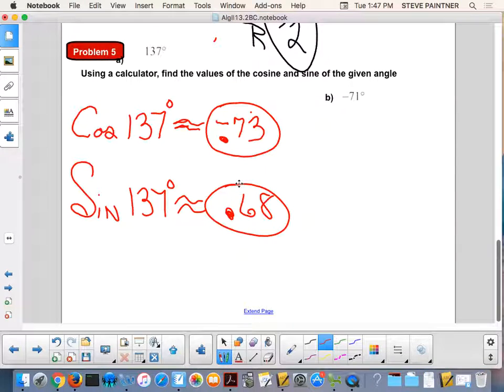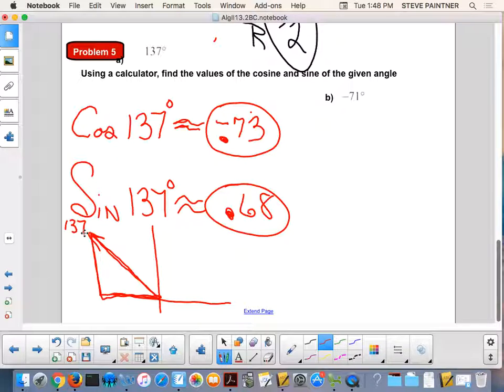Okay, here's my question. I'll draw it for you. Ready? Where's the 137? About right here. Where's the triangle? Somewhere in here. Now I want you to tell me this. Would you look at this, please? Why is cosine negative and why is sine positive? Just the way it is? Isaac? By the location of the angle.